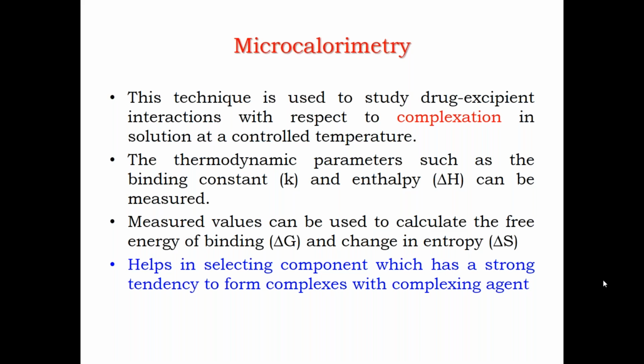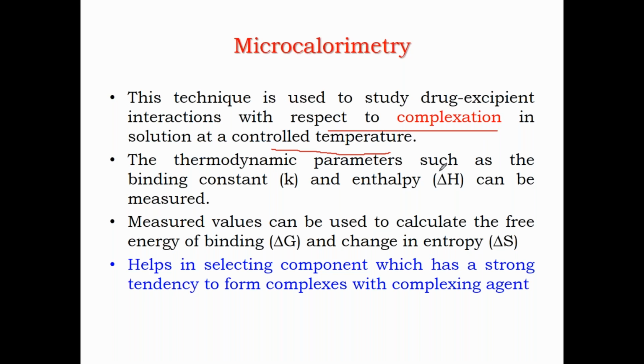So the next method is called the microcalorimetric method. The previous one was the solubility parameter, which helps us identify a good polymer which is miscible with a particular drug based on the delta value. Similarly, the microcalorimetry method is used particularly to identify the complexing agent. It studies drug excipient interaction with respect to complexation in solution at a controlled temperature. The excipient in this case is the complexing agent. So the drug excipient interaction happening with respect to complexation is determined by the microcalorimetric method.